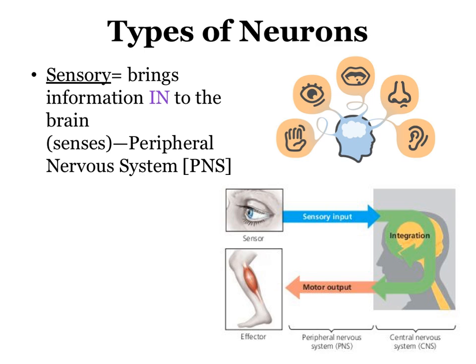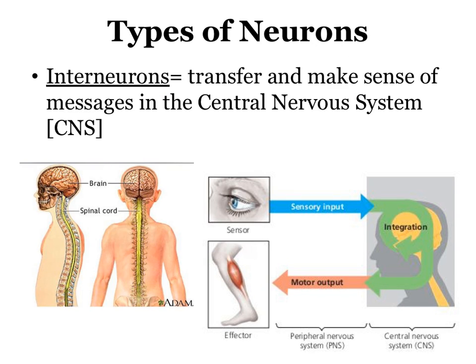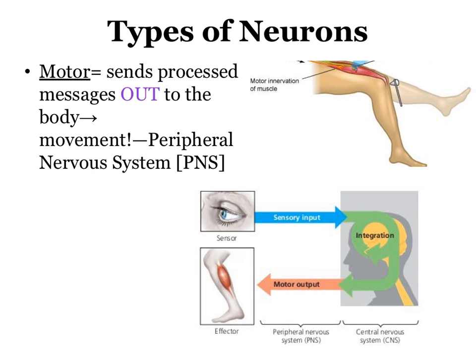The second type of nerve is called an interneuron. These are the neurons that process the information in the central nervous system. So they're the nerves in the spinal cord or in the brain that are going to process that signal. So we had the sensory neuron receiving the signal, the interneuron integrating and processing the signal, and then the third type of neuron is a motor neuron.